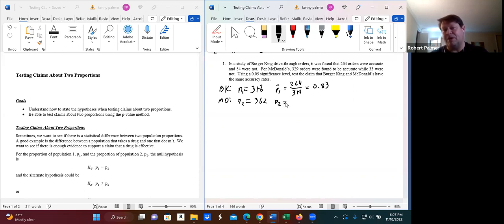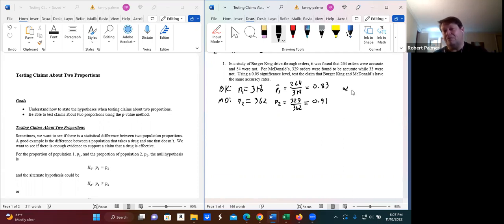And for p2 for McDonald's, the same thing. The accuracy is going to be 329 over 362, and that is approximately 0.91 with 2 decimal places. You see, the samples are clearly different. The question is, are they statistically different? And that's what we want to find out.